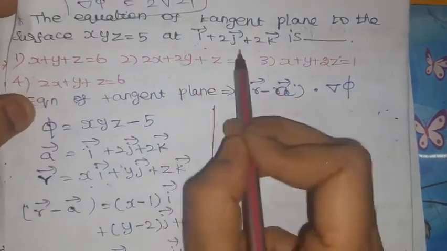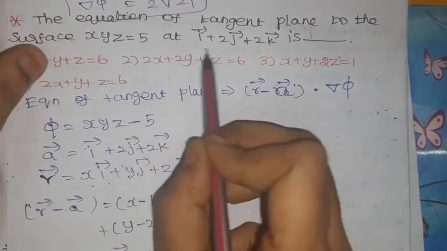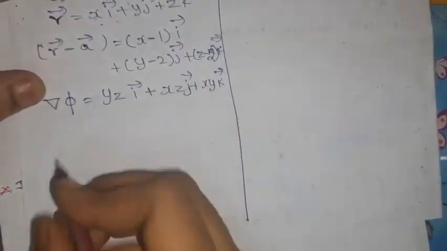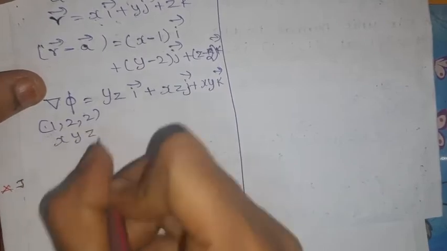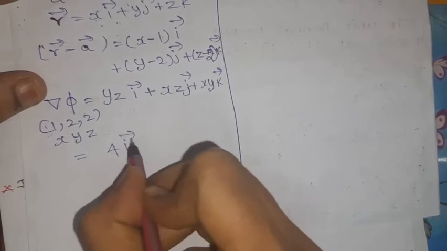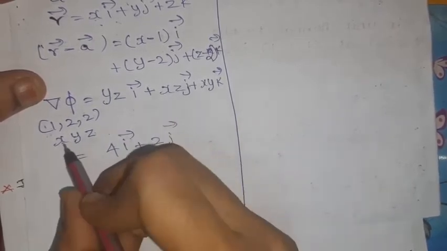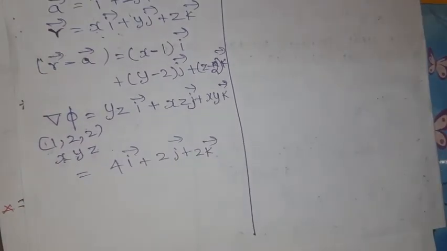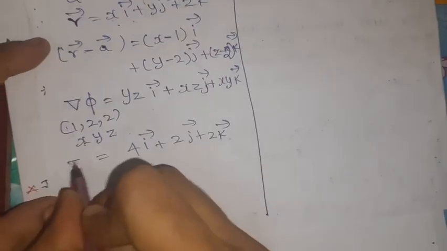At this point we are going to find the tangent plane to the surface, at the point 1 comma 2 comma 2 in place of x, y, z. So del phi at 1 comma 2 comma 2: just substitute the x, y, z values. So y is 4i, plus x is 2j, plus xy is 2k. So 4i plus 2j plus 2k from the given point. So this is the del phi value.